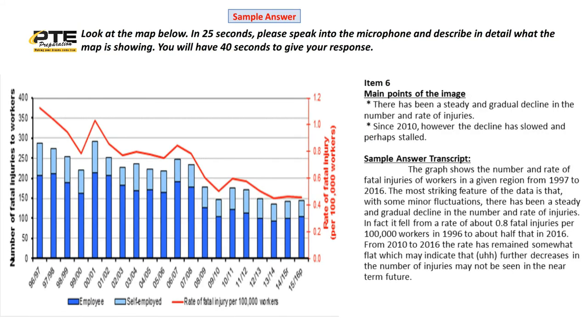The graph shows the number and rate of fatal injuries of workers in a given region from 1997 to 2016. The most striking feature of the data is that, with some minor fluctuations, there has been a steady and gradual decline in the number and rate of injuries.